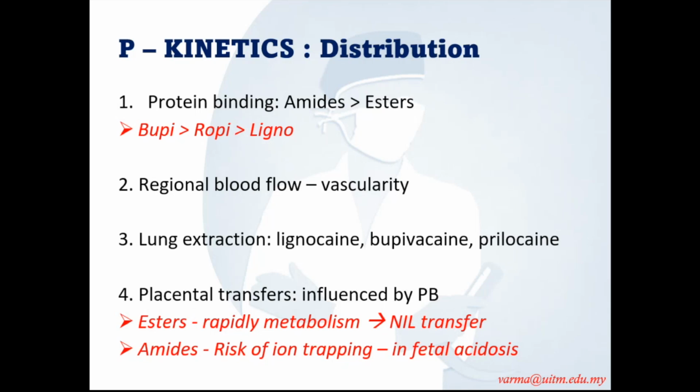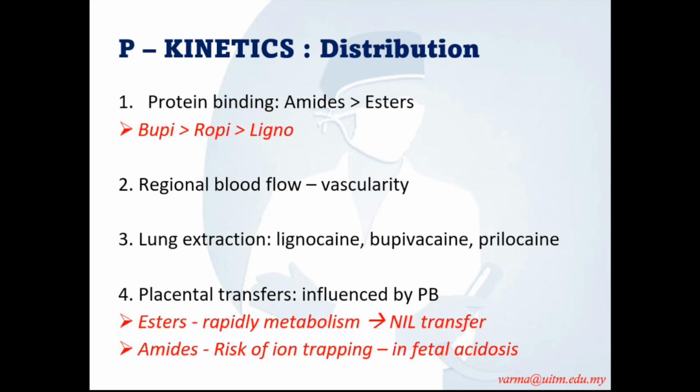In spinal we give bupivacaine, right? The pKa is 8.1 for bupivacaine. In the maternal circulation, 8.1 minus 7.4 is only 0.7. Whereas in the fetal circulation, if the pH is 7.2, 8.1 minus 7.2 is 0.9. So the difference is bigger.